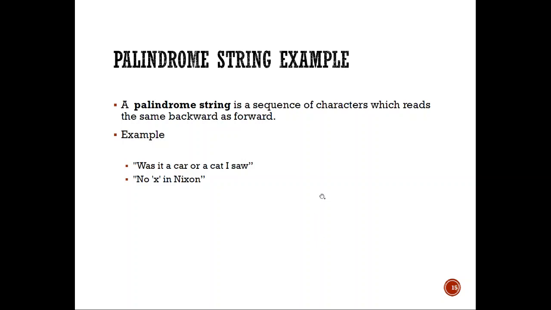Another example is the palindrome string example. By definition, a palindrome string is a sequence of characters which reads the same in both directions. As an example, this string: "Was it a car or a cat I saw?" If we read it from the reverse direction, it would still read "Was it a car or a cat I saw?" Similarly here, we can read it as "No X in Nixon" and "No X in Nixon."